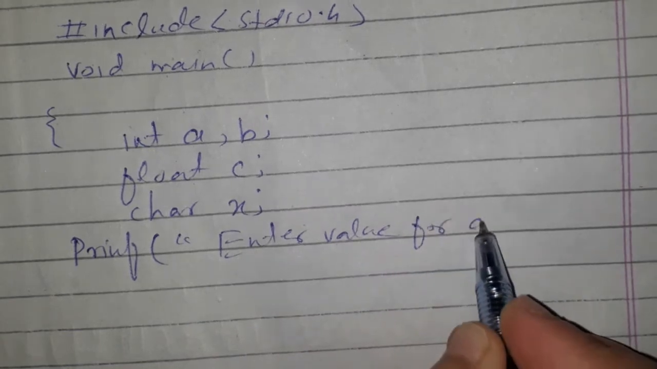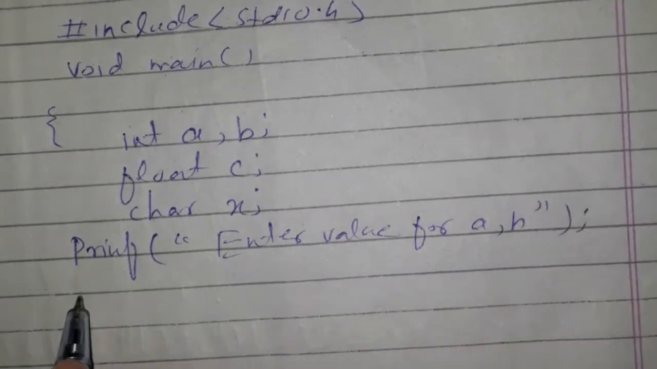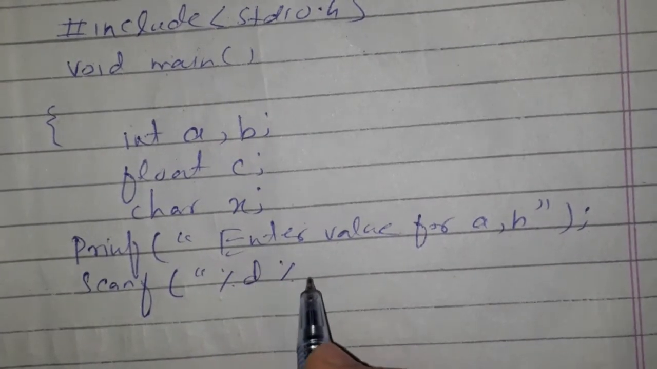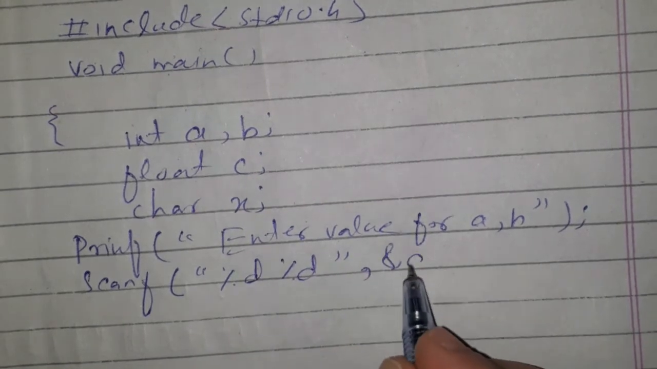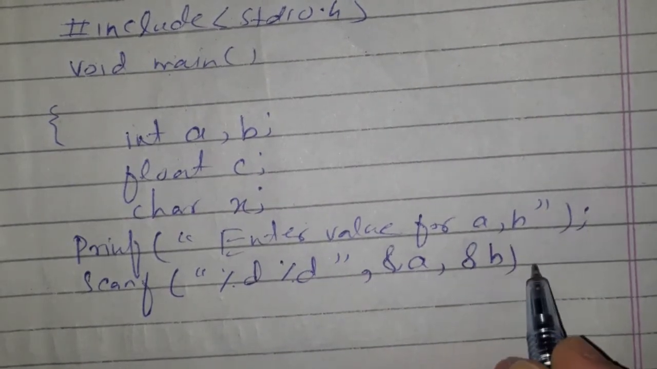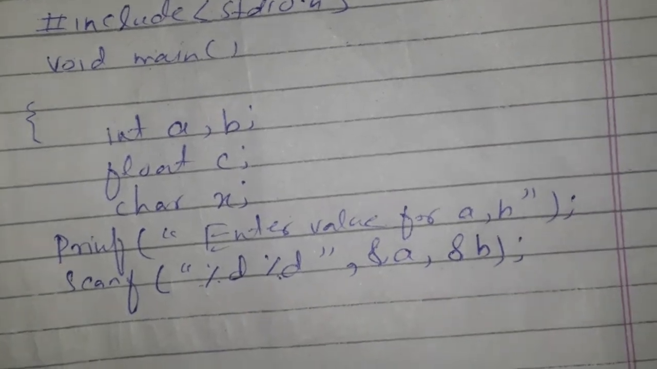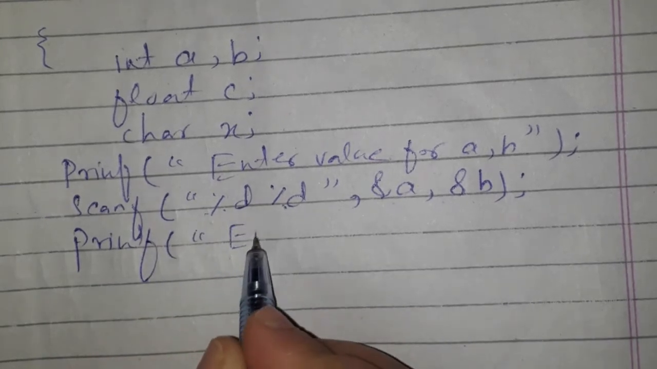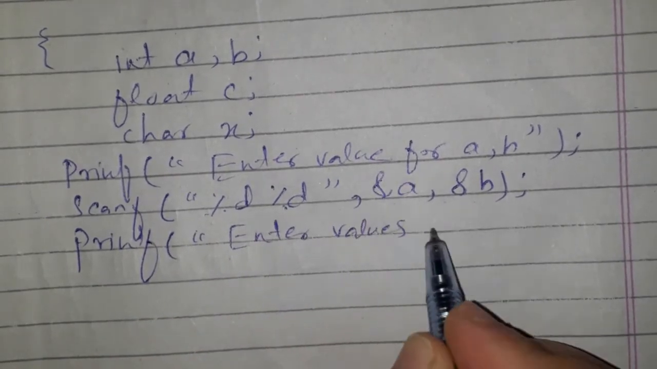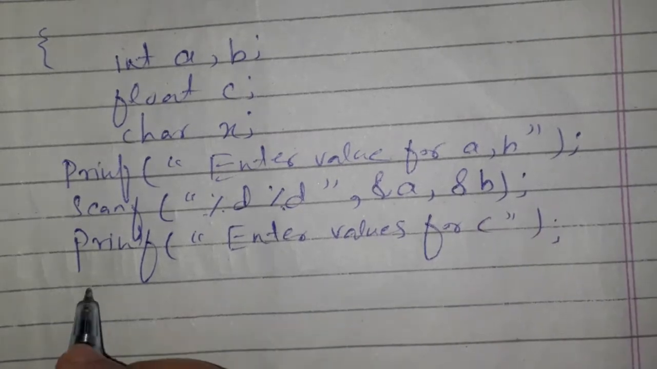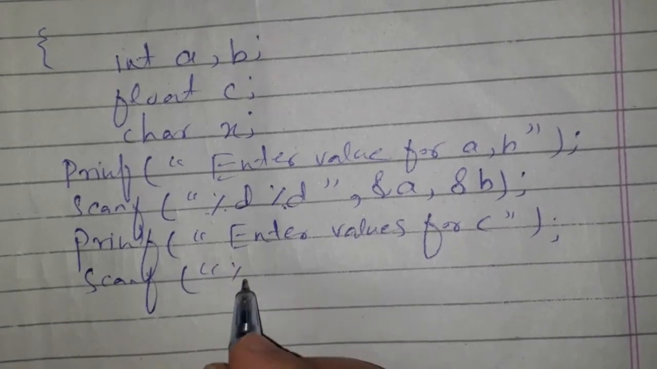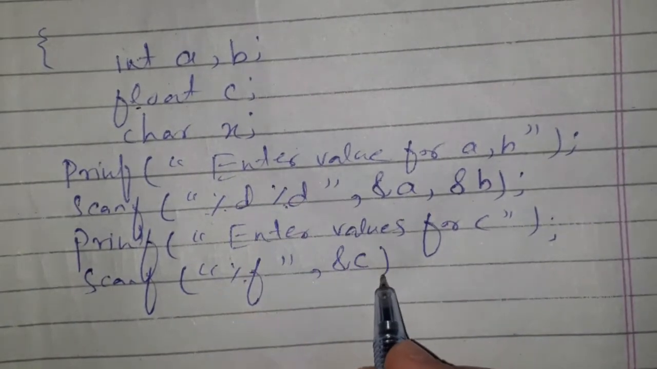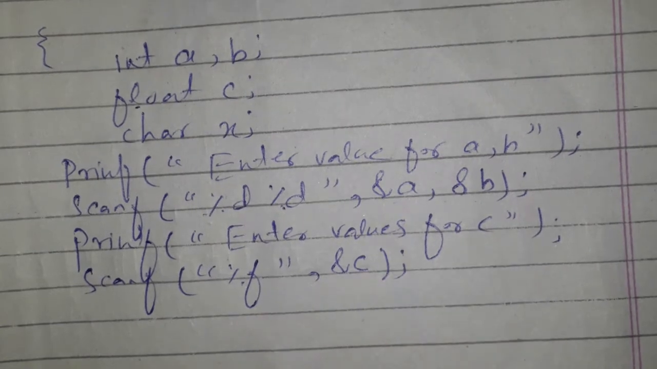Printf is also an output function which displays a message. Let's enter values for a and b. Scanf is an input function, so format specifier %d is used in double quotes, and &a and &b, which represent the memory locations. So the input function will get data and assign it to the a and b variables. With printf again, enter value for c, which is floating point, so %f is used for floating point. Format specifier %f is used.